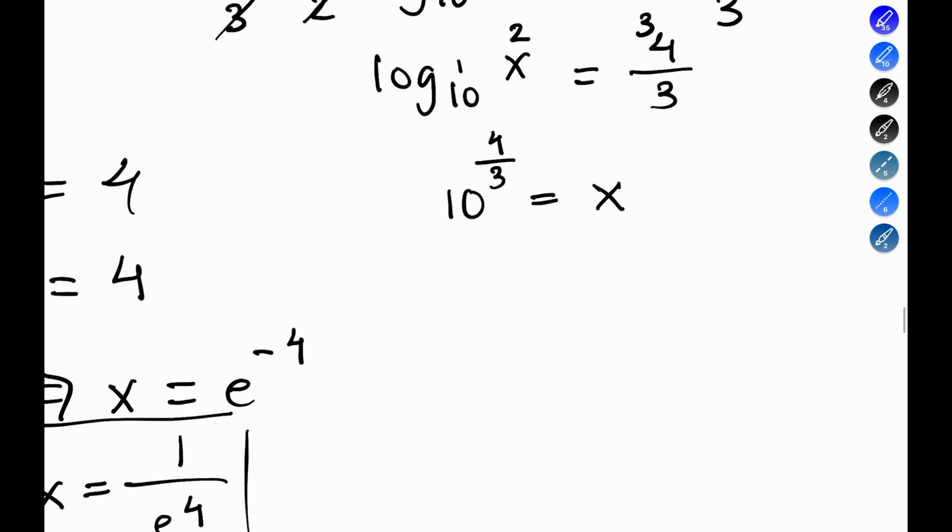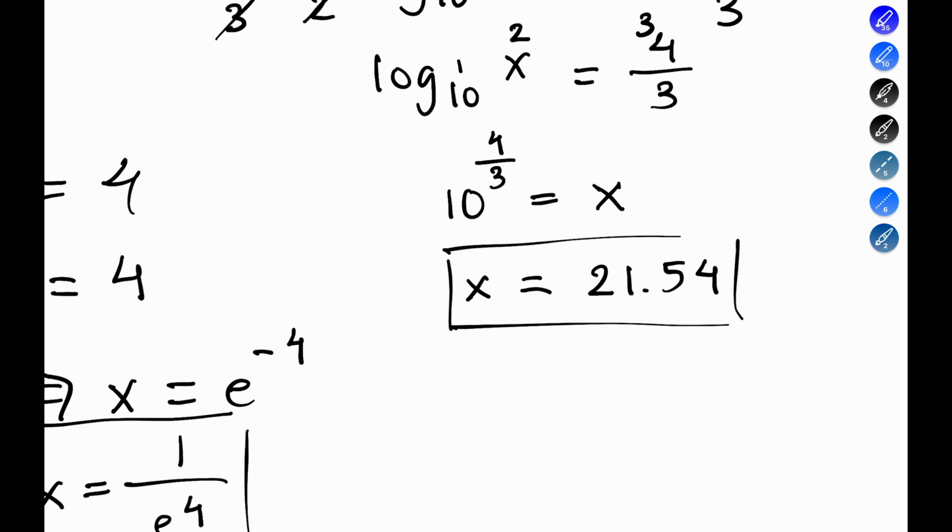So if we put that into our calculator, we will get x. Let me do that right now. It's 10 to the power of 4 divided by 3. And that's equal to roughly 21.54. So that's our answer for part B.